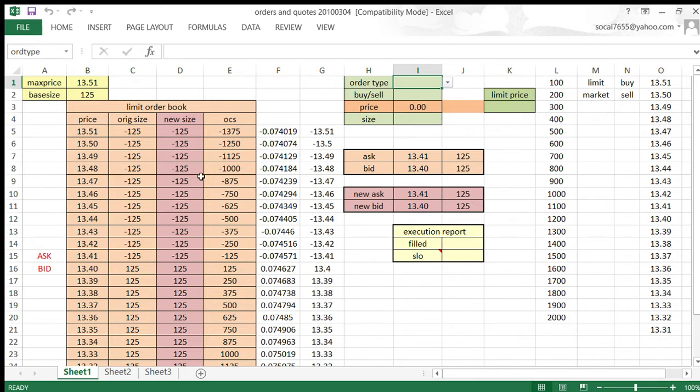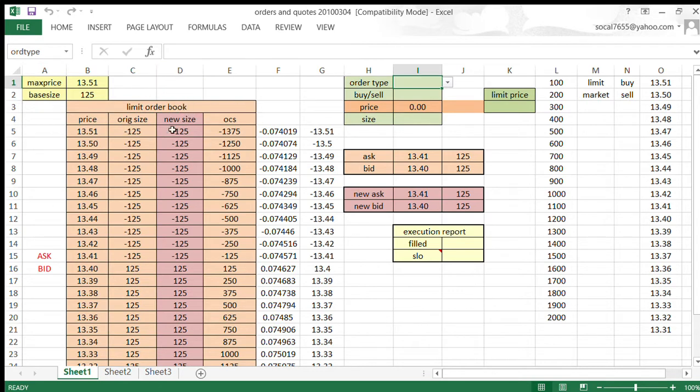In this video, I am using my spreadsheet, which I have sent to all of you, titled Orders and Quotes. This is meant to show you how liquidity is provided by specialists in a system that is defined as an order-driven system, like that used by the New York Stock Exchange and the other exchanges that are virtual.